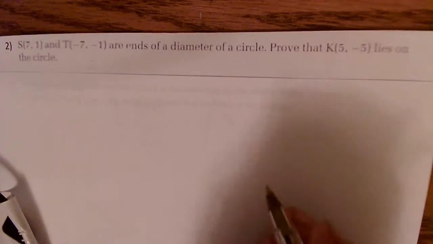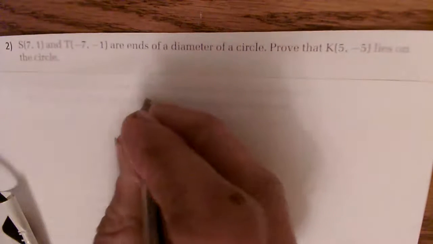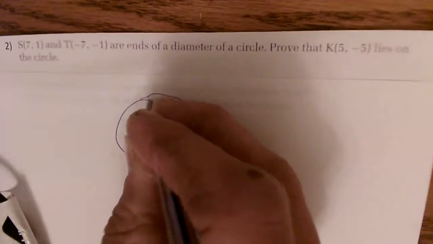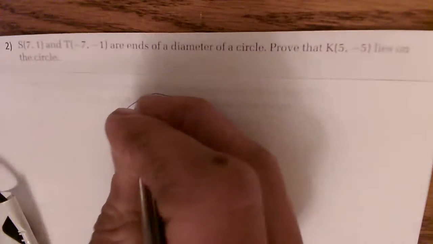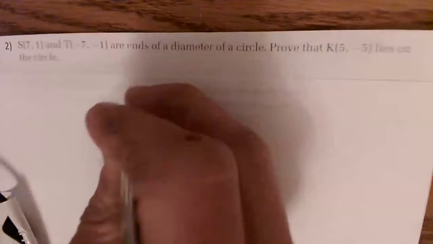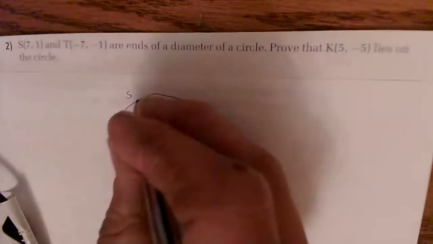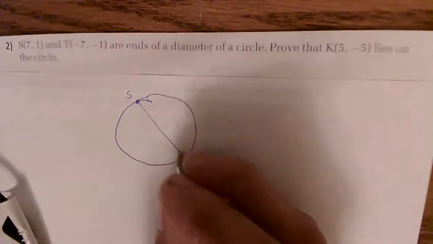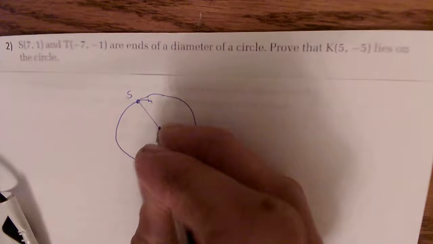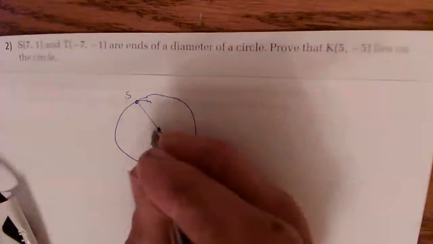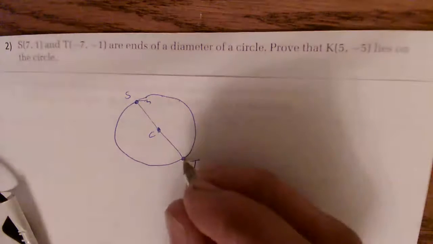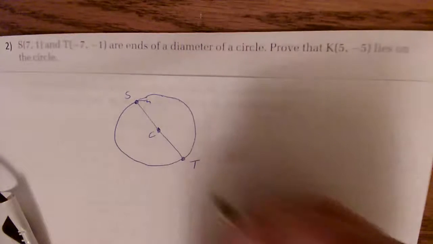So again, two hints. My first hint is to draw a diagram of what's going on here. So if I draw a diagram, we've got 2 points. They are S and T, and we are told that they are the diameter of the circle. That means halfway between them, there's some point in the middle, let's call it C, which is the center of the circle. And that's the midpoint between S and T.